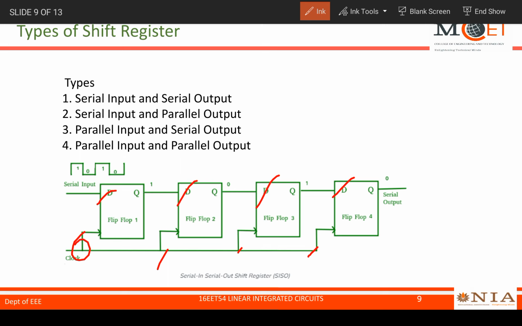In this method we are going to shift the binary data from right to left. These flip-flops can also be used in designing counters. Here we give the inputs serially and collect the outputs in a serial manner. So this is called a serial in, serial out shift register.